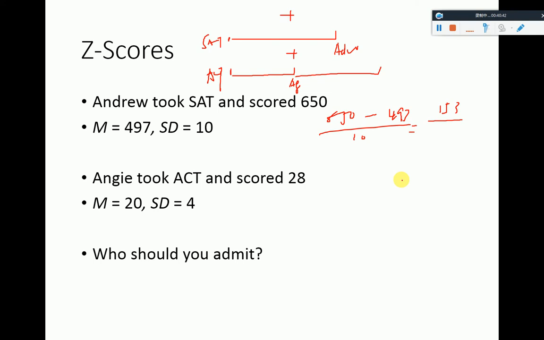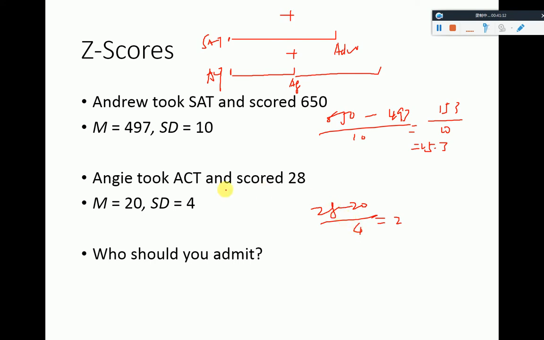So it will be 650 minus 4. Yeah, 153 divided by 10. So 15.3, that's the distance of Andrew's score from the overall mean. What about Angie, right? 28 minus 20 divided by 4. Ooh, only 2.